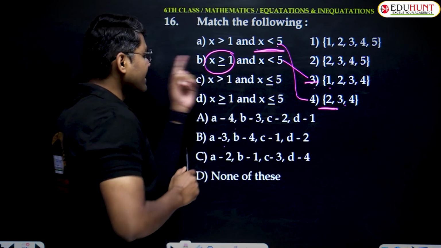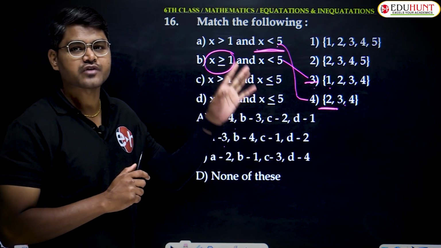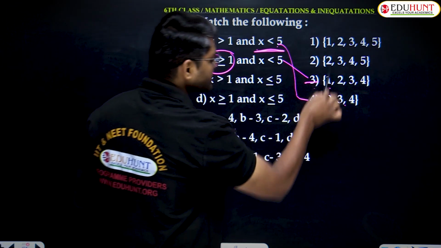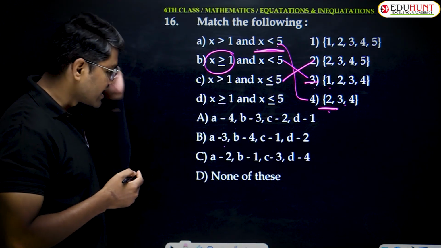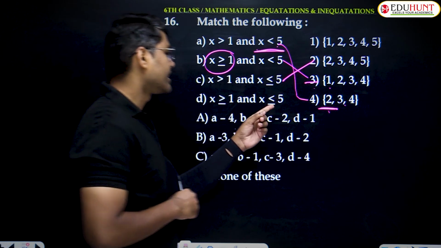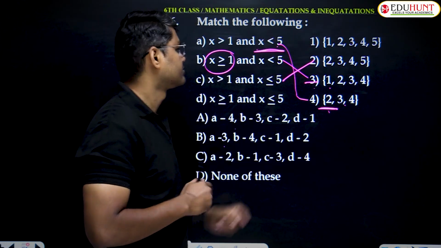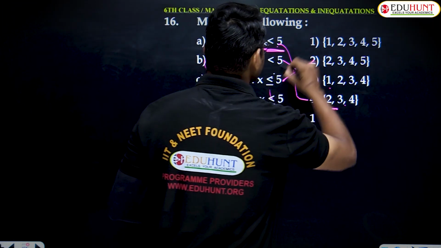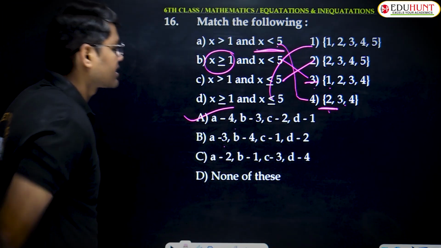Next. X greater than 1. X greater than 1 means it should start from 2. Only two options. This option is completed. So we can go with this option. X greater than or equal to 1. That means x should start from 1. And less than or equal to 5. X should end with 5. Okay. So for this one, this is the correct one. So option A is the correct answer for this question.